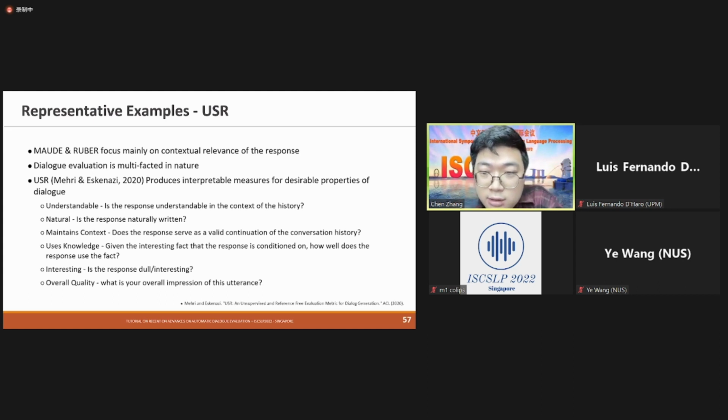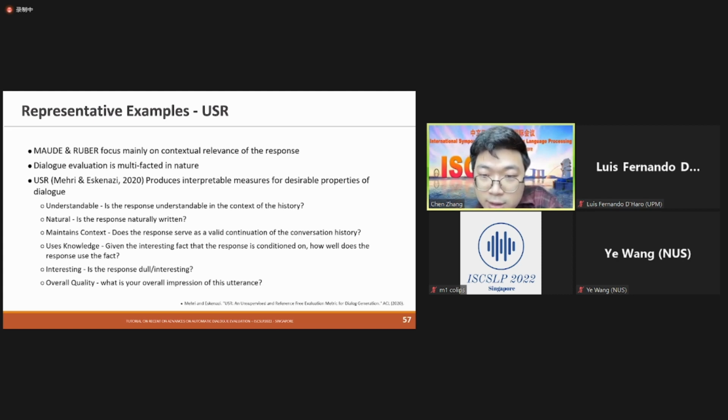So it evaluates whether the response is understandable in the context of the dialogue history. So basically the dialogue context. The naturalness of the response pertains more to the grammar of the response, because we know some sequence models tend to generate text that is not well-formed. So we want to evaluate whether the generated text is well-formed in terms of English grammar.